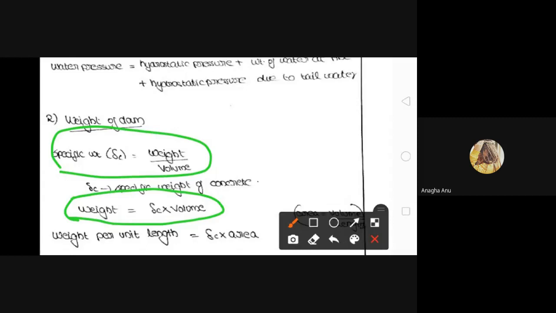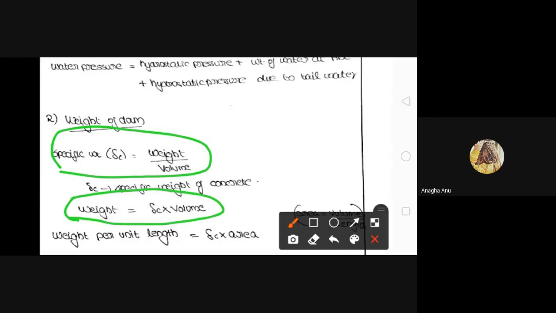Okay, so the second main force acting on the dam is the weight of the dam itself. Weight of the dam can be calculated by the equation weight equal to specific weight of concrete into volume. What do you mean by specific weight? Specific weight is the weight for a unit volume. Okay, ഒരു യൂണിറ്റ് വോളിയത്തിന്റെ ഉള്ളിൽ വരുന്ന കോൺക്രീറ്റിന്റെ വെയിറ്റിനെയാണ് സ്പെസിഫിക് വെയിറ്റ് എന്ന് പറയുന്നത്. അത് ഫിക്സഡ് ആയിരിക്കും. സോ ഇഫ് യു നോ ദി വാല്യൂ ഓഫ് ദി സ്പെസിഫിക് വെയിറ്റ് ഓഫ് ദി കോൺക്രീറ്റ്, then multiply it with volume. Okay, volume of dam in order to determine the total weight of the dam.